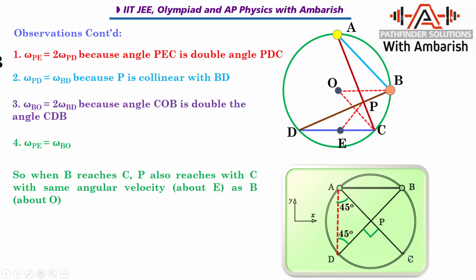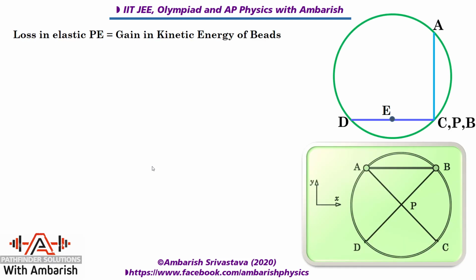So B turns through 90 degrees like this, and P turns through 90 degrees, reaching point C, rotating about point E. So I hope this much kinematics of the problem is clear. Now once the kinematics is clear, the dynamics equations are rather simple. The main thing was the geometry and kinematics observations. Now we can straight away get to the dynamics part of it. So let's look at the next slide.